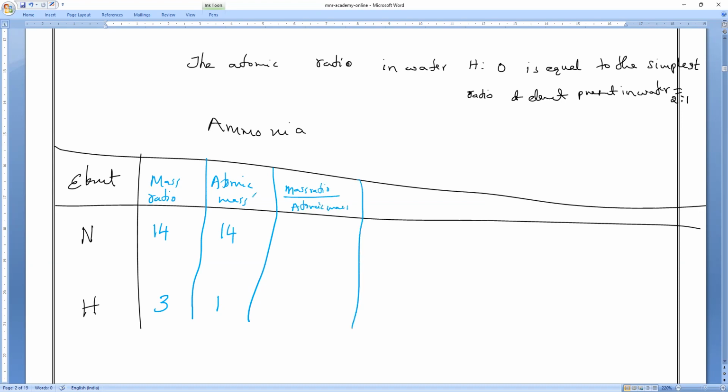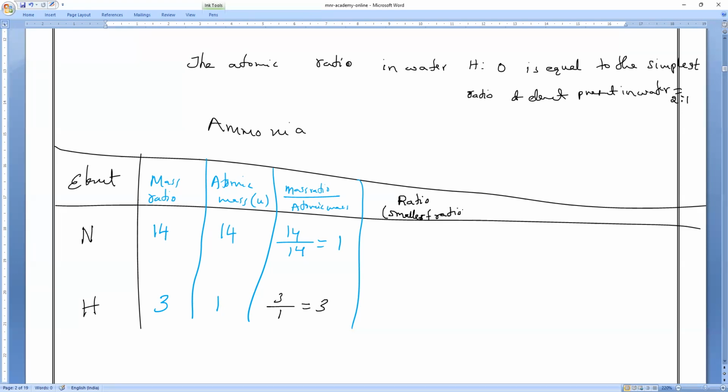Okay, so do it, everybody. What is the mass ratio? 14, divided by atomic mass, also 14. 14 divided by 14 is 1. Am I right? Next, mass ratio 3, atomic mass is 1, which equals 3. Next, the fourth column. What is the fourth column? Ratio. What ratio? Smallest ratio.